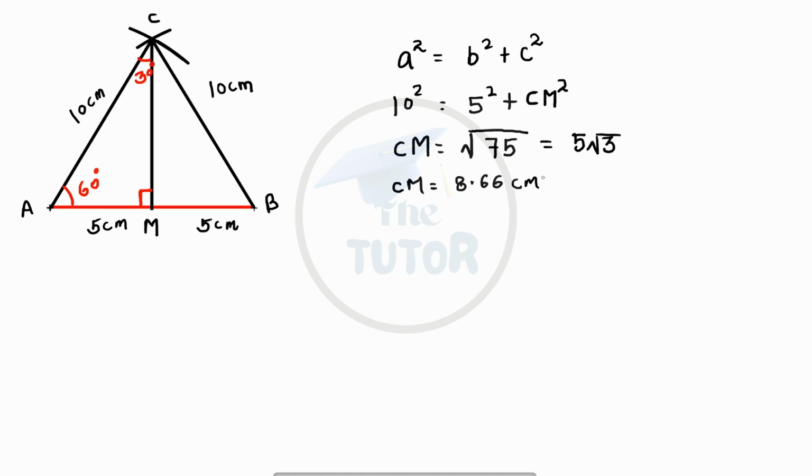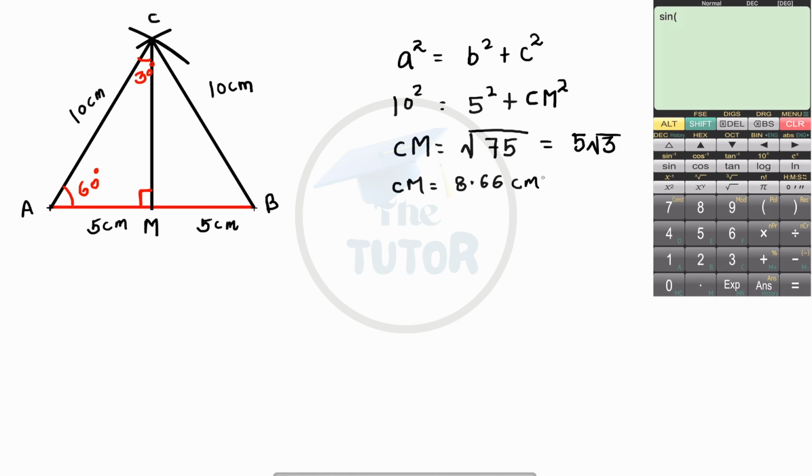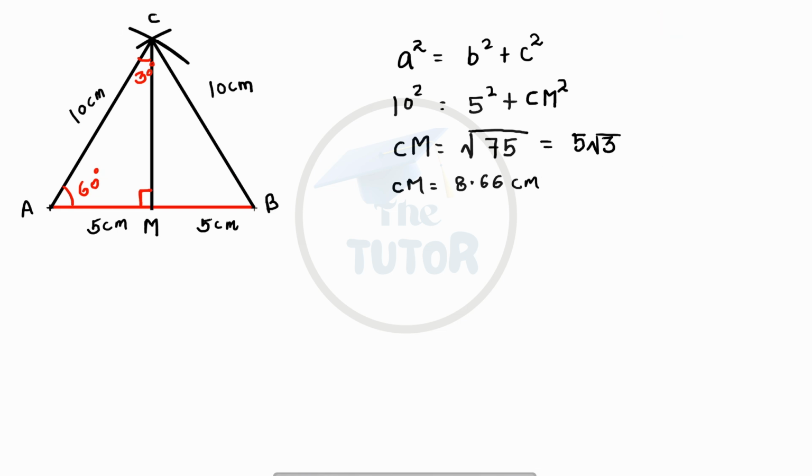8.66 centimeters. We could have found the length of CM with the help of trigonometry as well. Put sine 30 in the calculator. 0.5. Exactly. I'm taking this angle as 30 here.